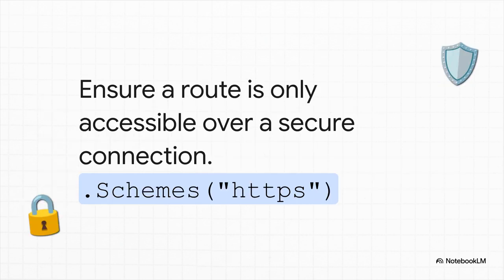And of course, security is critical. You can use .Schemes("https") to make sure sensitive routes, like a user settings page or a checkout flow, are only ever accessible over a secure HTTPS connection. If an insecure request comes in, the router just automatically rejects it. So simple. So, why does all of this matter so much?